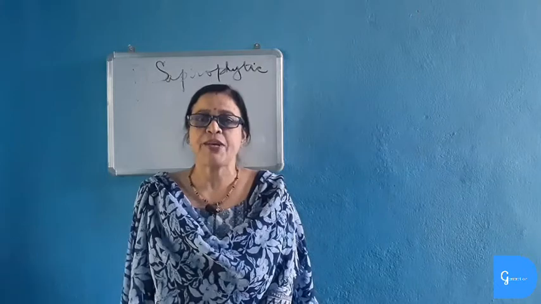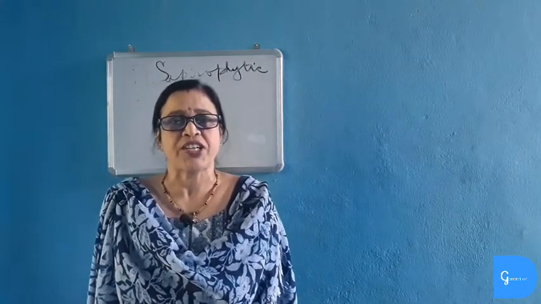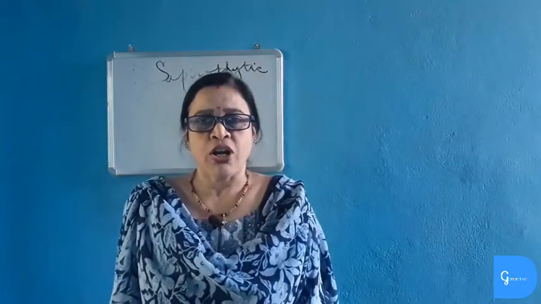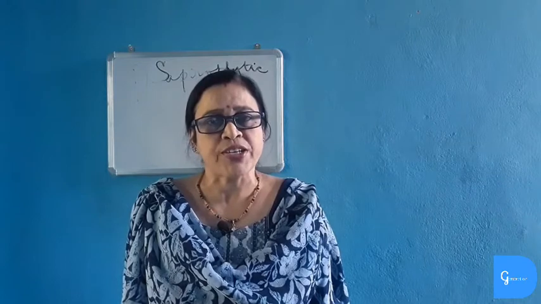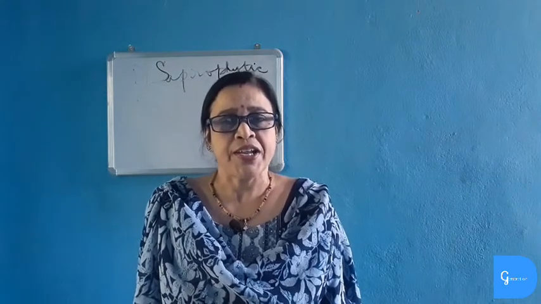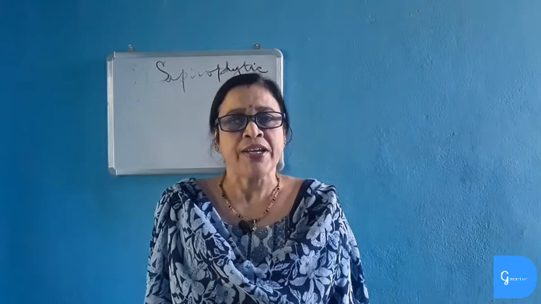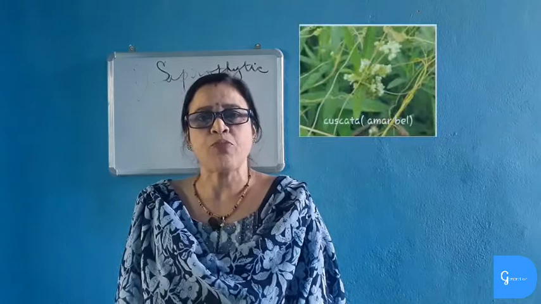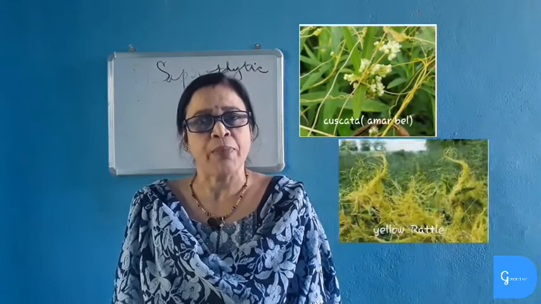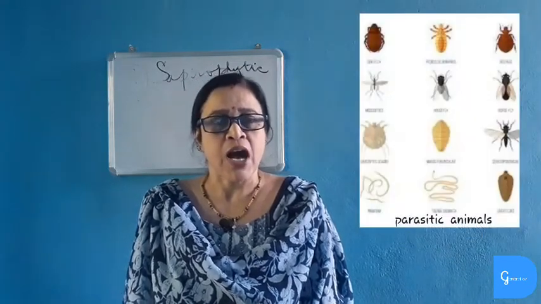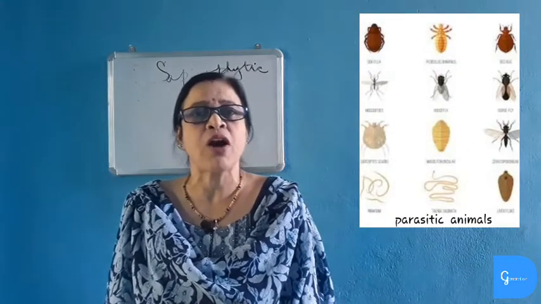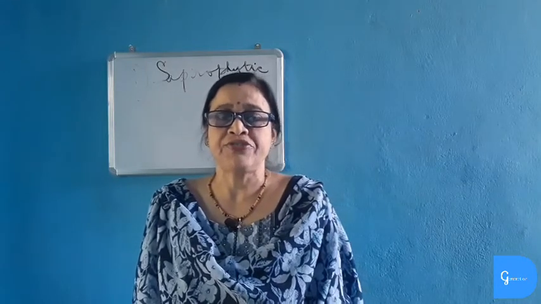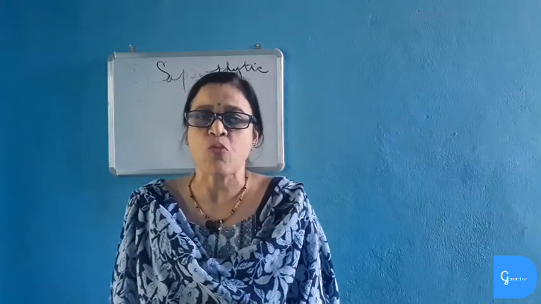Then comes parasitic mode of nutrition. In parasitic mode of nutrition, the organisms take in food from living organisms. The organisms from which the parasites derive the nutrients are called hosts. So parasites remain intimately attached to the host and harm them without killing them. Among plants having parasitic mode of nutrition are cuscuta or amarbel and yellow rattle. Among animals are plasmodium, roundworm or ascaris, tapeworm, taenia solium, and leech, lice, ticks; all are examples of parasitic mode of nutrition.